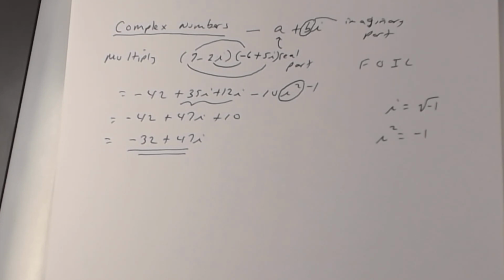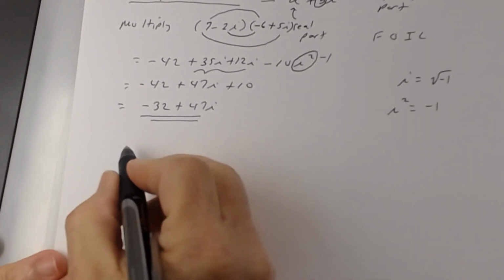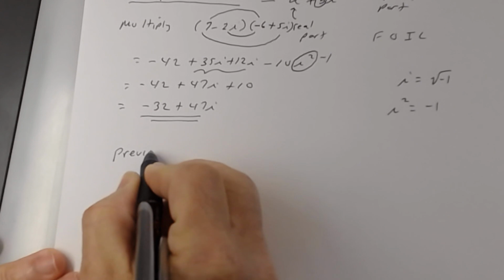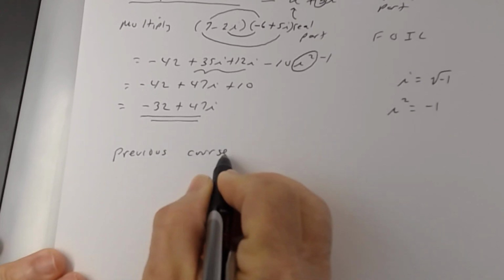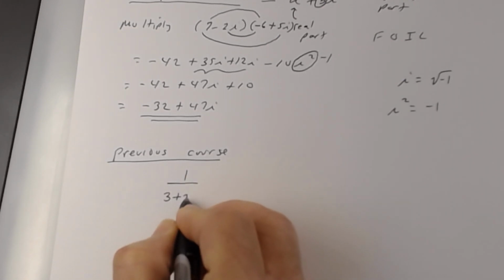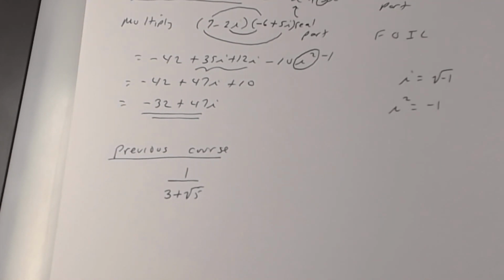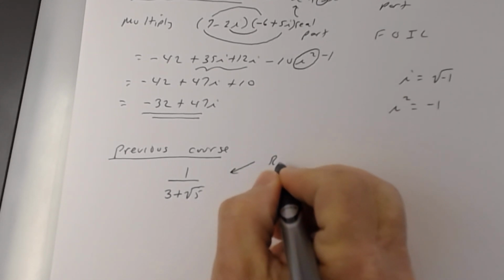Now, what we're going to do: here we multiplied, now you're going to divide. Before we divide complex numbers, we need to remember something from a previous course. Let's say you had 1 divided by 3 plus the square root of 5. Normally the directions for this one from the previous course would say rationalize the denominator. So for this problem, we're going to rationalize the denominator.